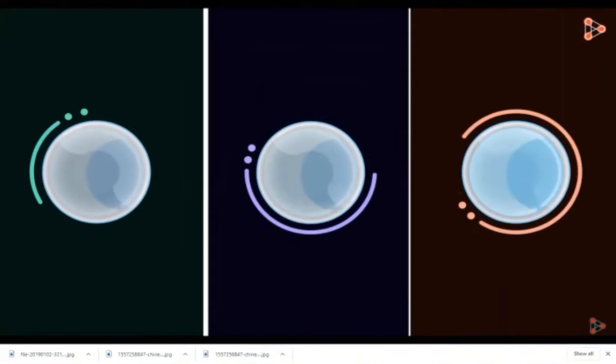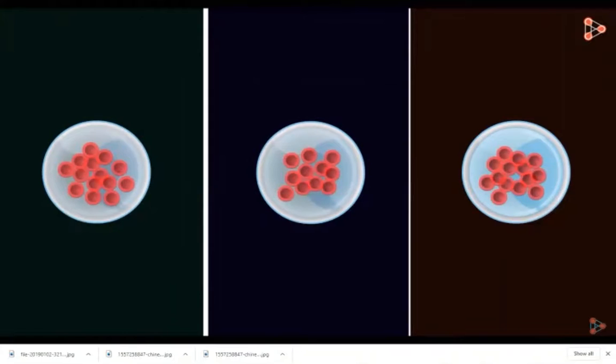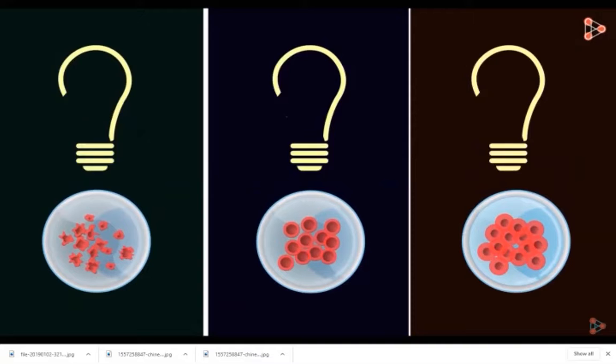Let's take three plates or containers with salt solutions of different concentration in each. Let's add a few red blood cells, that is RBCs, in each. After a while, we notice that the first set has cells which are shrunk. The second set has cells that are just the same, while the third set has cells which are swollen or bulged. Any idea why this happened?